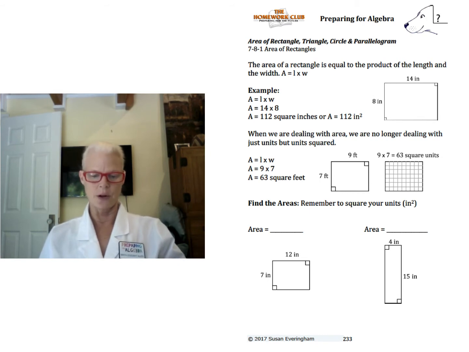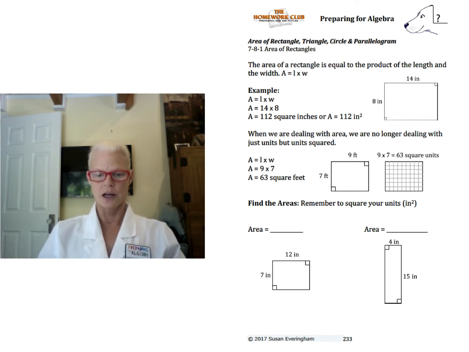Here's your example. Here's another example where you've got 7 times 9, 63 square feet. And I've kind of laid it out as an image. You can see all the tiny little squares. And there are, in fact, since you're talking about area, 63 square units within this 9 times 7.